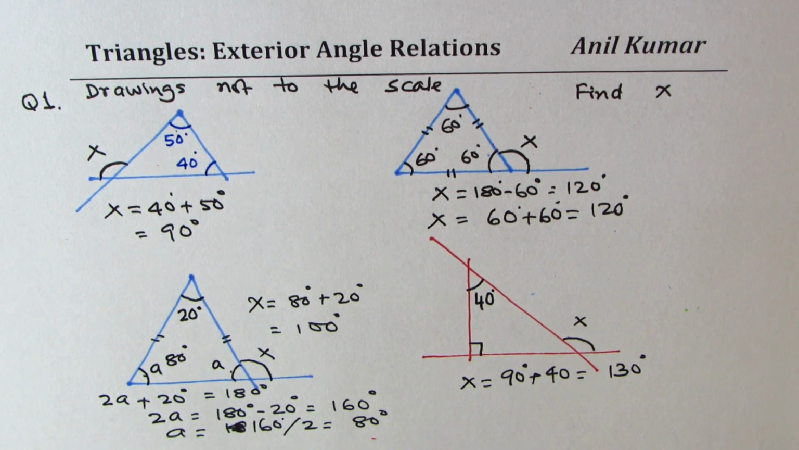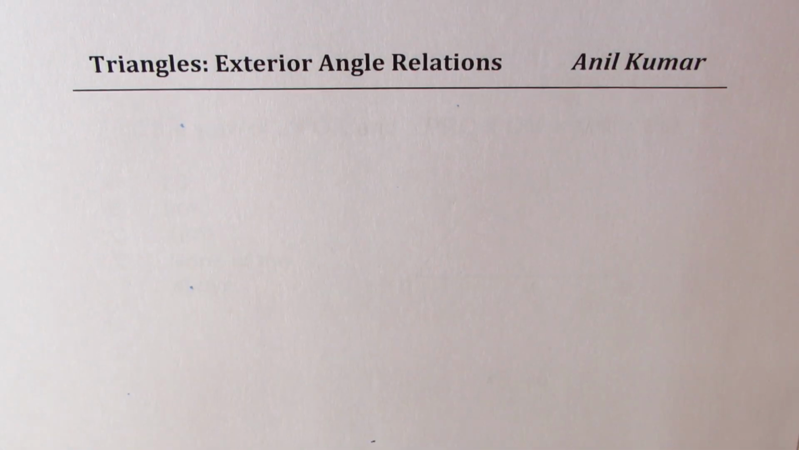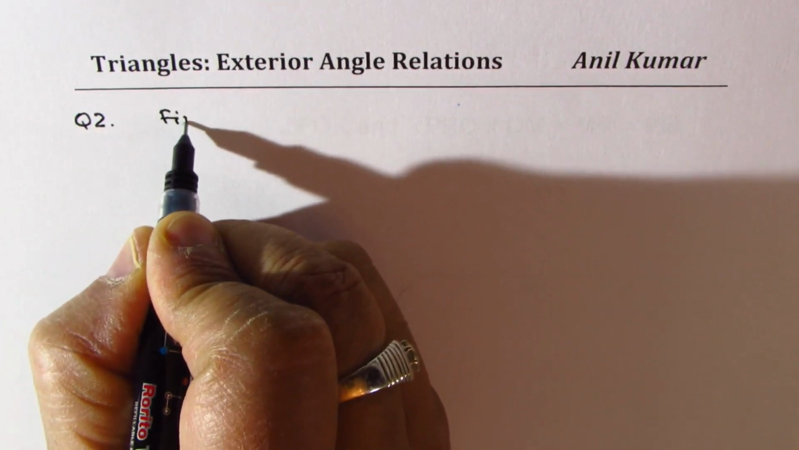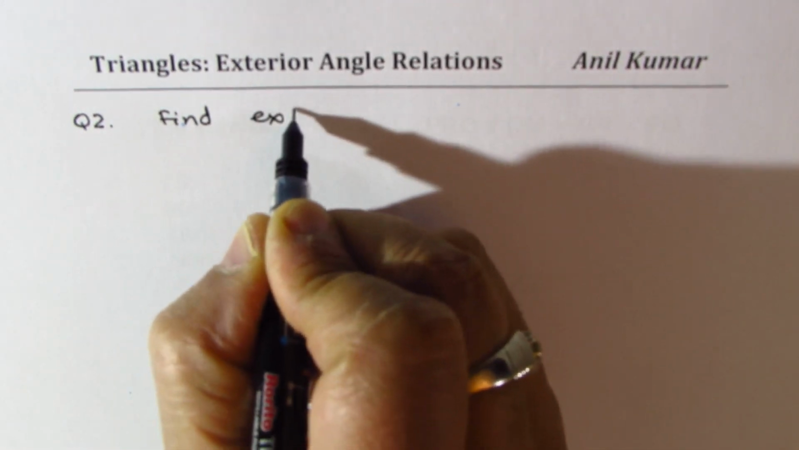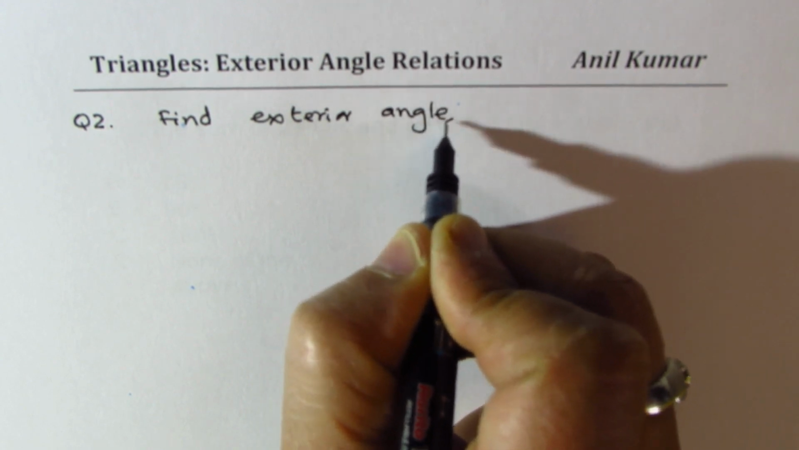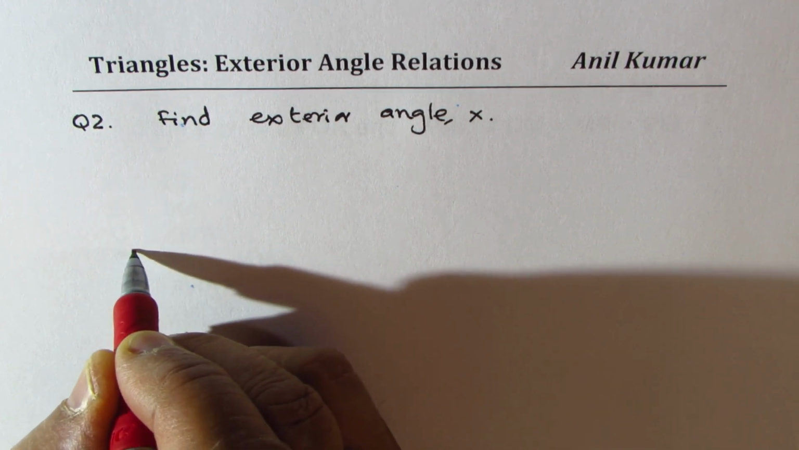Now let's take question number 2, where we'll analyze exterior angles with reference to other exterior angles. Here is the second question. You need to find exterior angle x. So I'll make few sketches for you. These are not as per the scale, but they should help you to get the right answer, right?